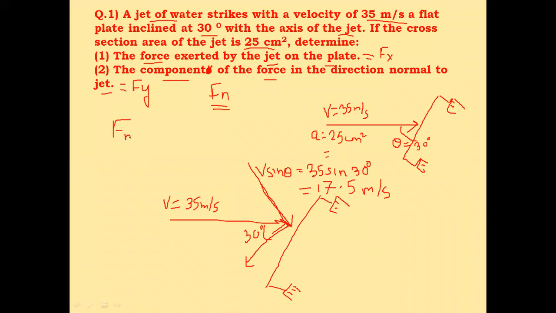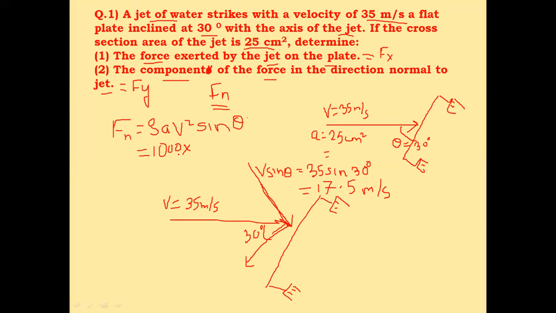And what is the formula for Fn? It is rho a V square sine theta, not sine square theta, it is sine theta. Correct? Yes or no? Yes, sir. Here density of water is 1000 kg per meter cube.